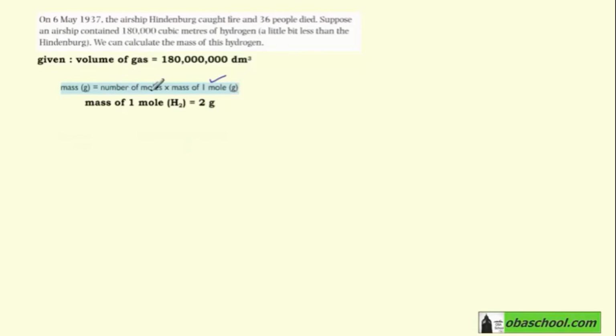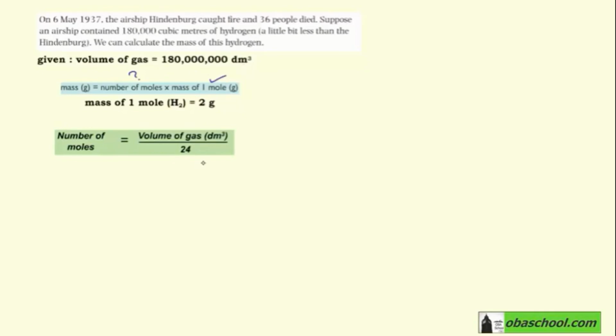What about the number of moles? We don't know it. If we find the number of moles, we can easily find the mass. So we have a rule that says number of moles equals the volume of gas in decimeter cubed divided by 24. Decimeter cubed, since we converted the volume to decimeter cubed at first. So we have the volume given, which is 180 million decimeter cubed.